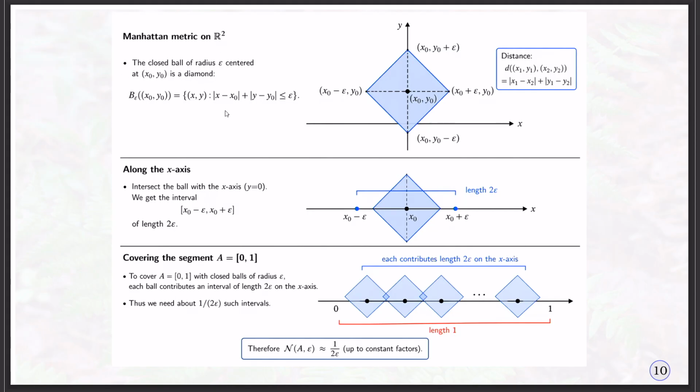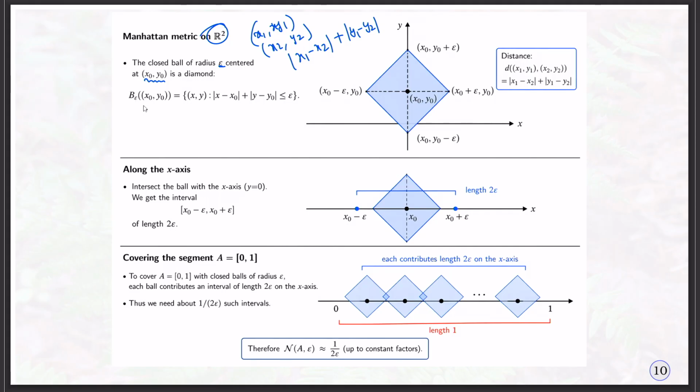First of all, for the Manhattan metric, if we have the 2 points (x1, y1) and (x2, y2), then the Manhattan metric is |x1 minus x2| plus |y1 minus y2|. This is the Manhattan metric. Now, the closed ball of radius epsilon centered at this point (x naught, y naught), because we are taking the points in R power 2.